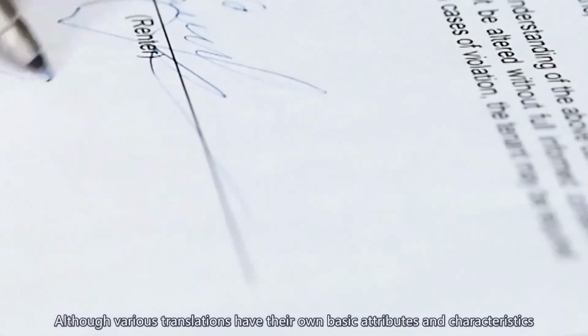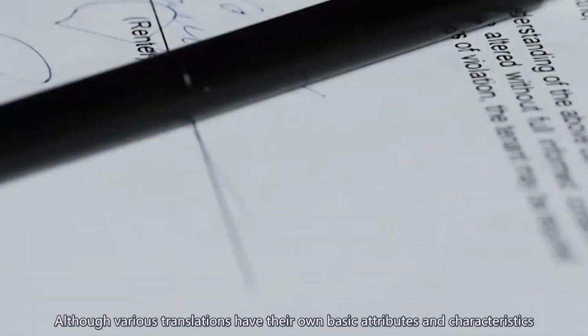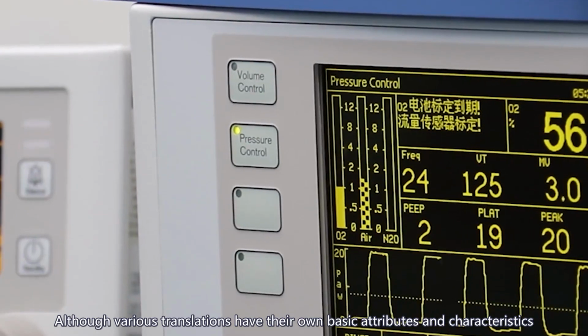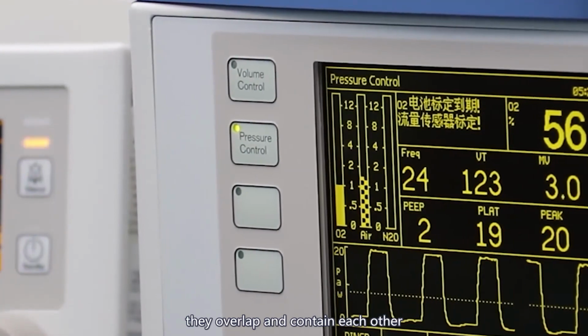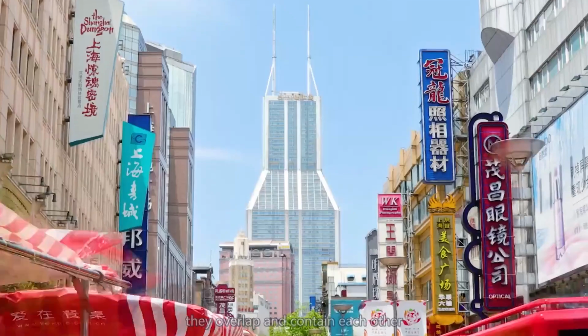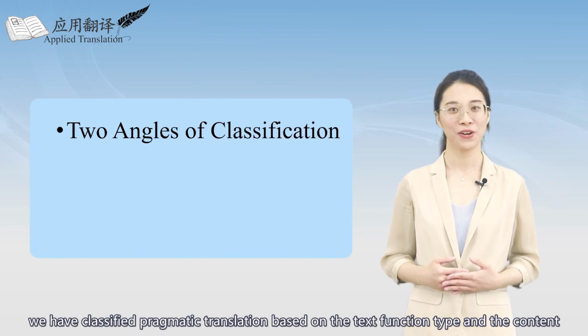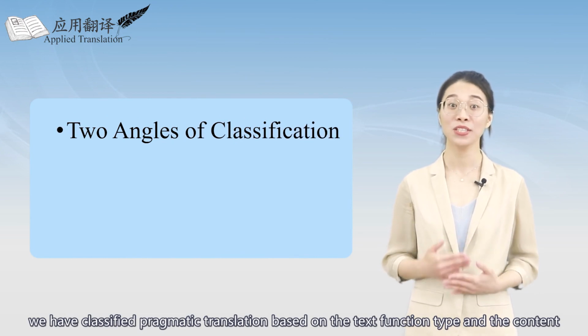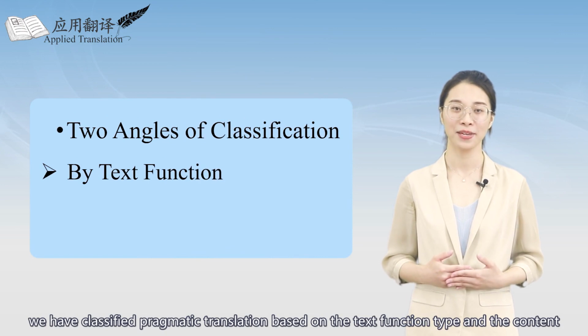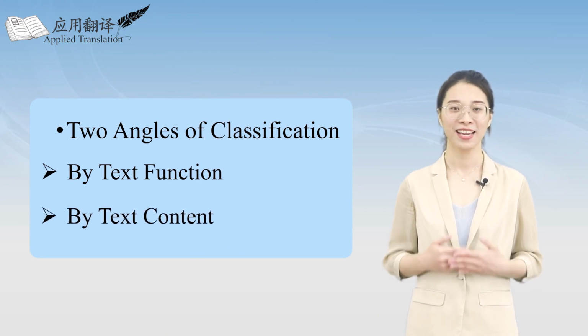Although various translations have their own basic attributions and characteristics, they overlap and contain each other. In today's class, we have classified pragmatic translation based on the text function type and content.